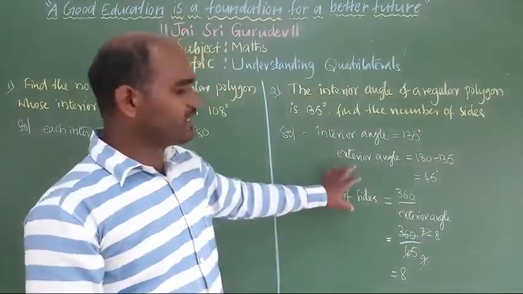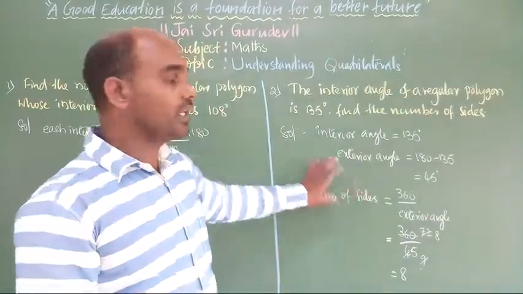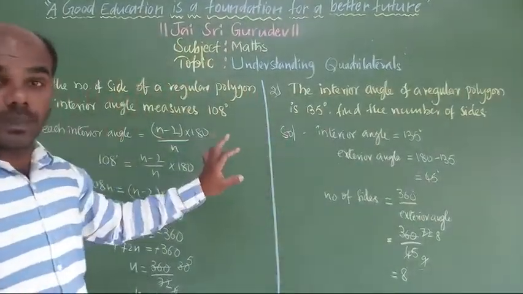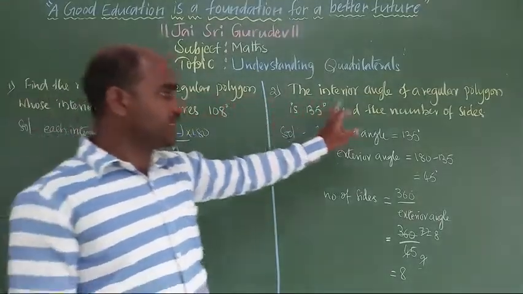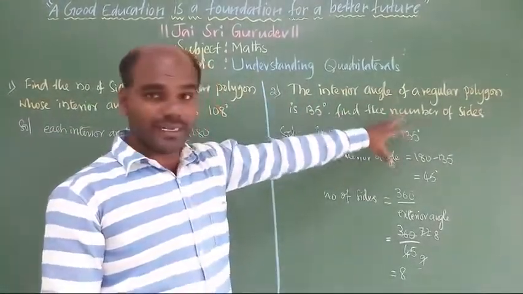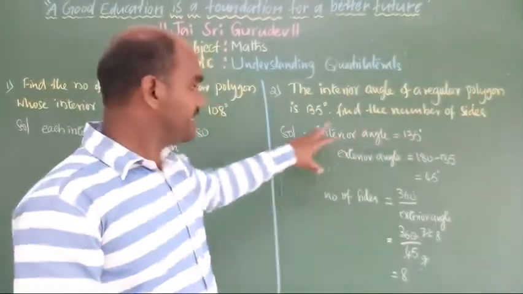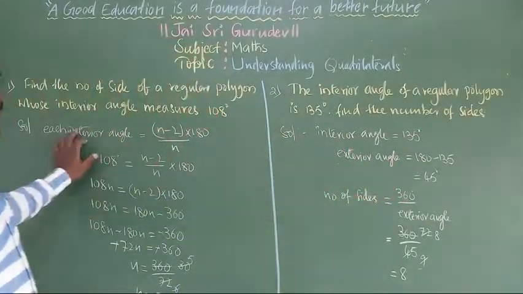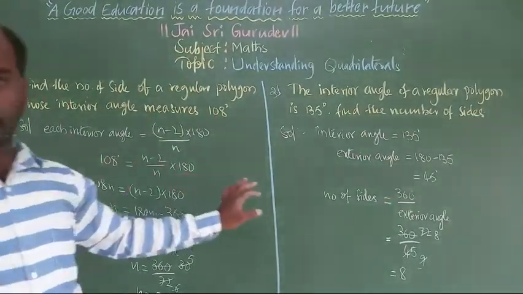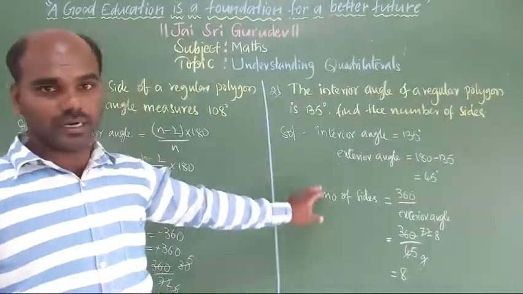Here we have to apply this, meaning if it is given as a regular polygon. Here it is given as a regular polygon, and here also it is given as a regular polygon. The difference is that here we are applying the exterior angle, and here we are applying the interior angle. Have the children understood now?